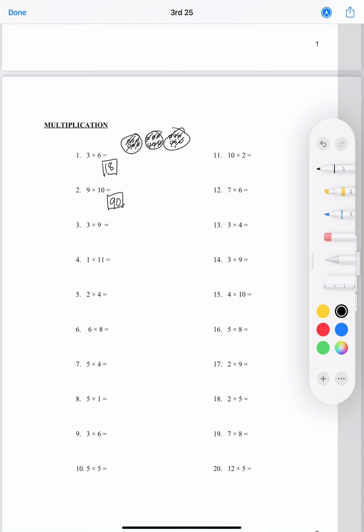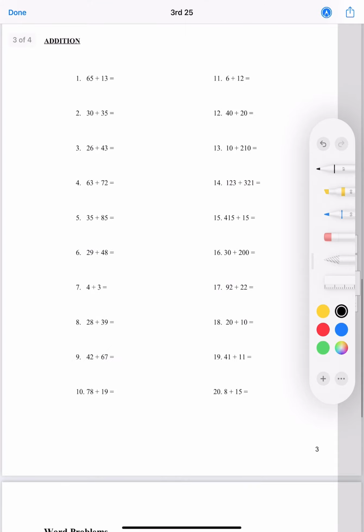For number 4, we have 1 times 11. The answer is 11 because it's multiplied by 1, but if it were to be multiplied by a different number, let's say 5, then the answer would be 55. So it's basically the number that's being multiplied by 11 just 2 times.